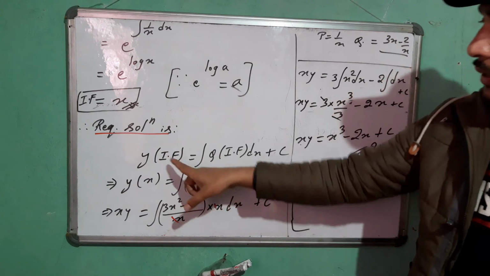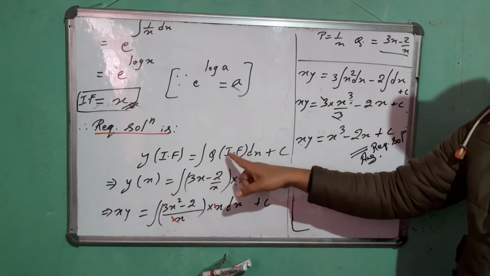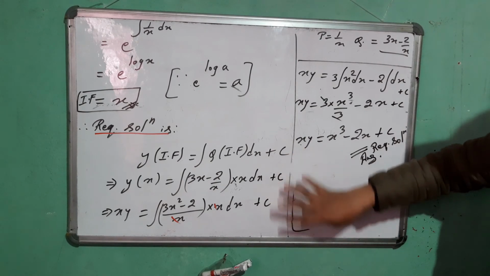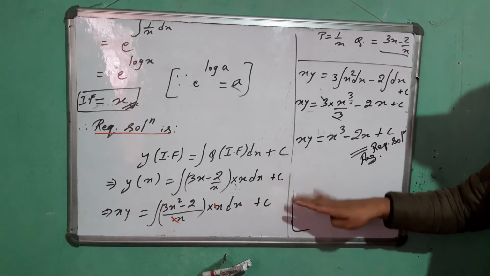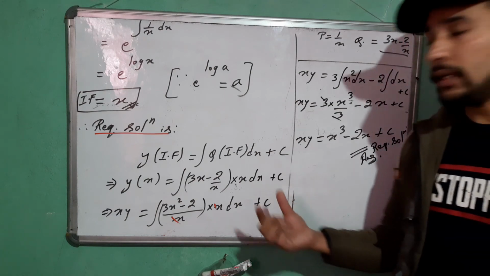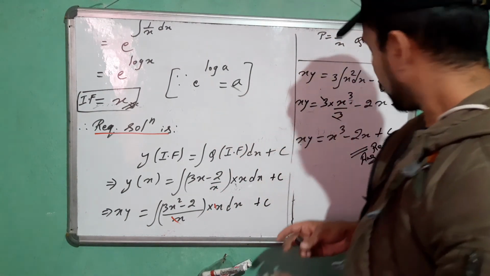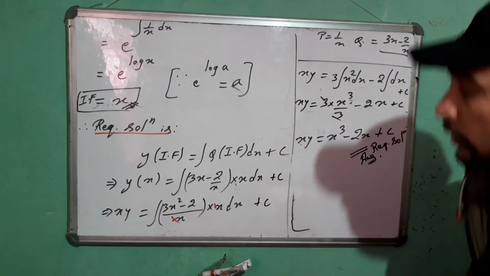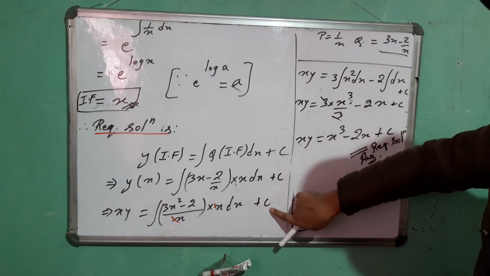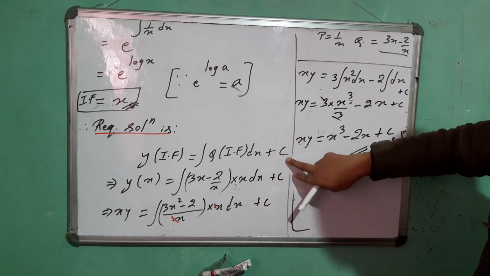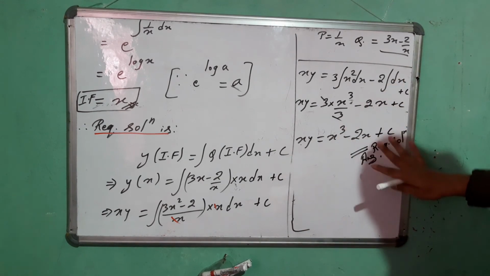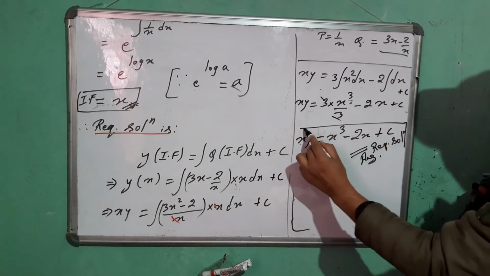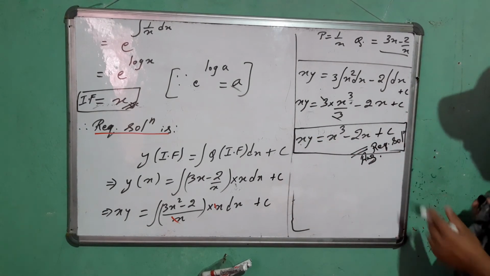From this, the required solution is y IF equals Q IF dx plus C. C you keep continuously. Don't remove C, otherwise you will get confused with the answers. Your answers will not match the answer in your book. So in order to get that exact answer which is in your book, keep this C continuously, and the final answer will be this. So you follow this process. Is this clear?